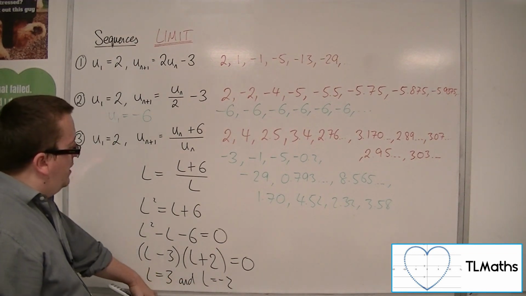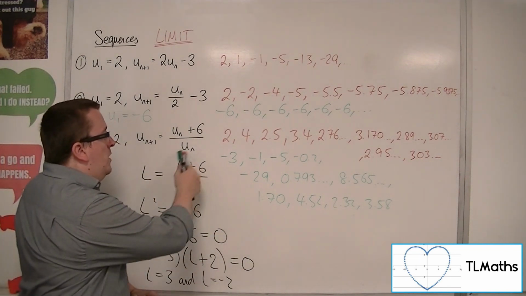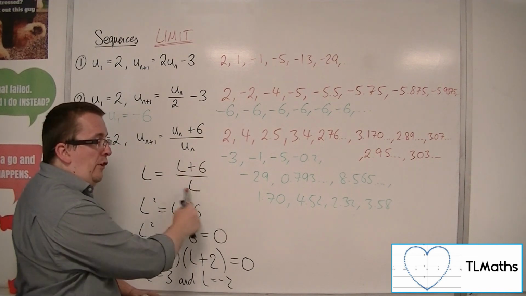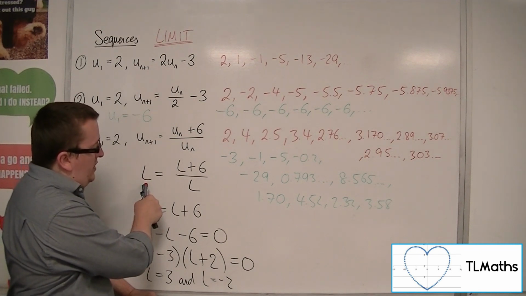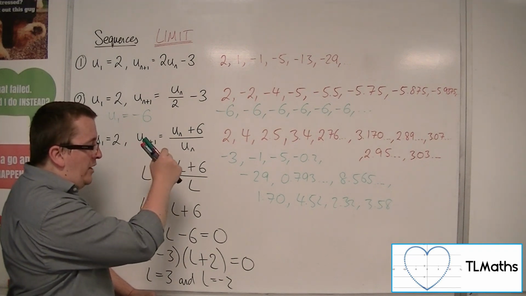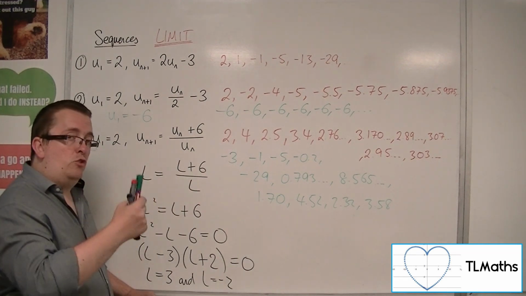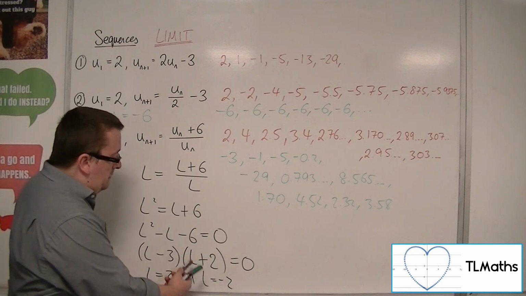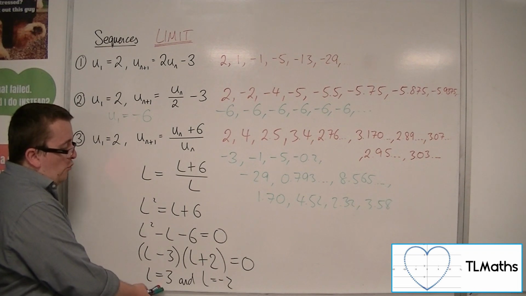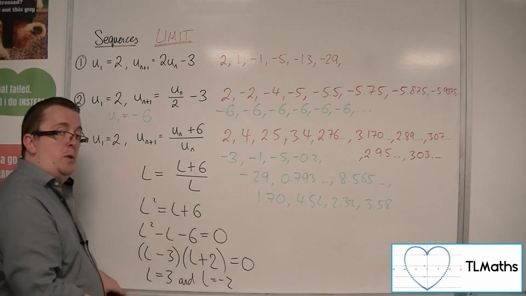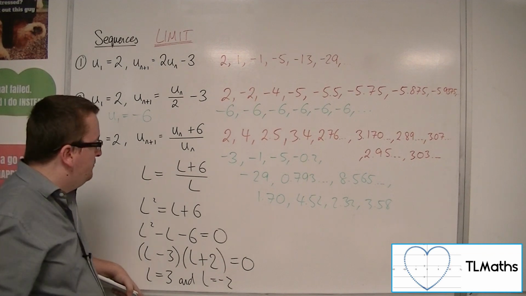Now, the underlying reason behind this has to do with where this curve, y equals x plus 6 over x, is intersecting the line y equals x. It's to do with the gradient of this curve where it intersects this line. If that gradient is between minus 1 and 1, then it will home in. And I'm assuming that when L is 3, when x is 3, the gradient of this curve is between minus 1 and 1. But for minus 2, it's outside that range. And that's why it's not homing in.